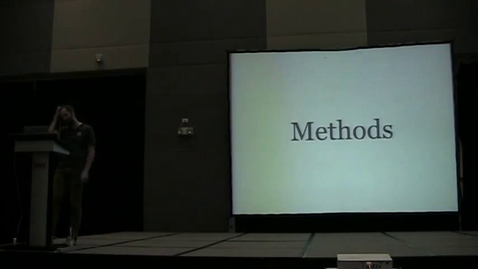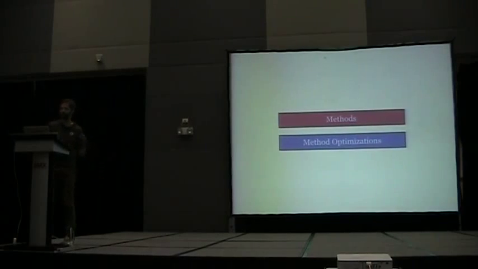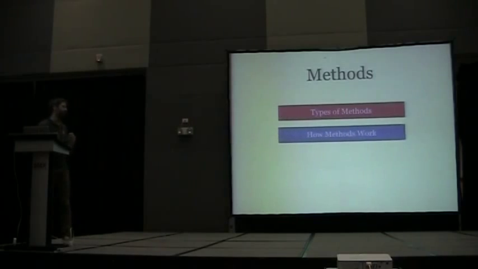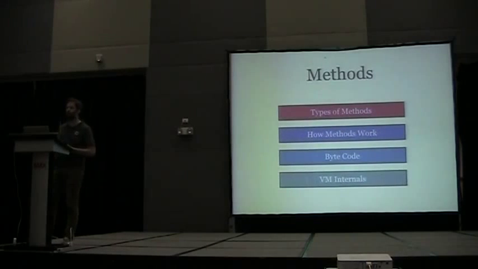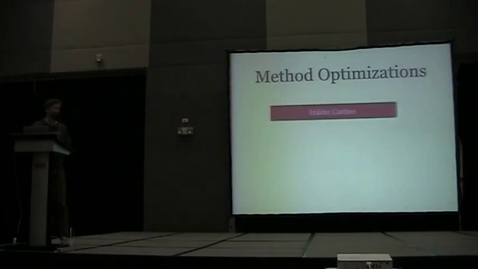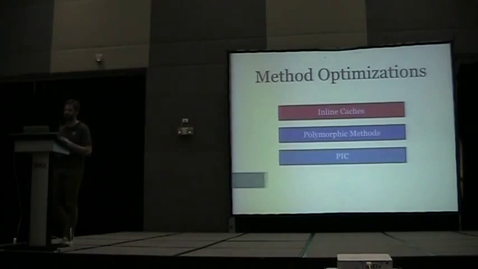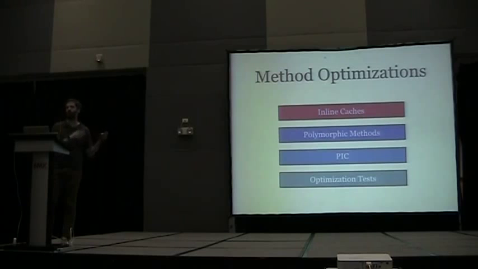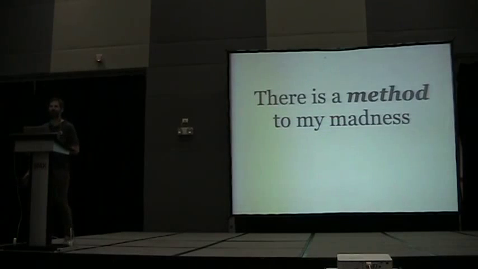So today we're going to talk about methods. We're going to talk about methods and method optimizations. We're going to talk about different types of methods, how methods work, bytecode, VM internals, and then we're also going to look at some method optimizations, including inline caches, polymorphic methods, polymorphic inline caches, and optimization tests. And really what I want to say here is that I have organized these slides very carefully, and I want you to know that there is a method to my madness.